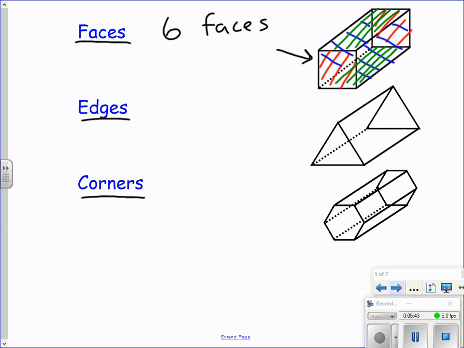So front, back, side, side, top, and bottom. And that's in any rectangular prism, any box shape. So a face is any flat surface, and it's two-dimensional.